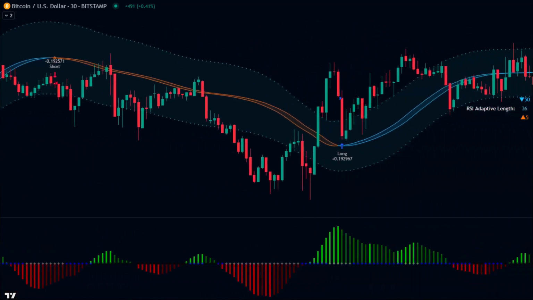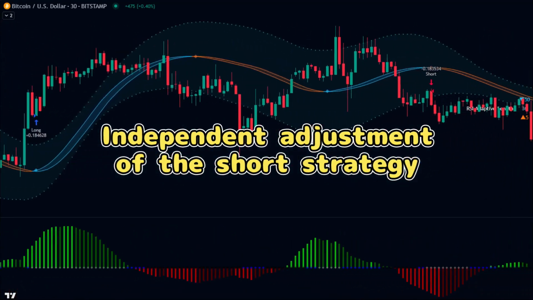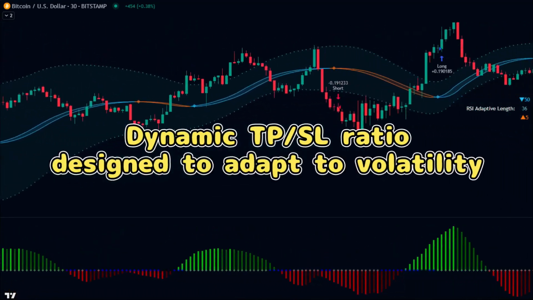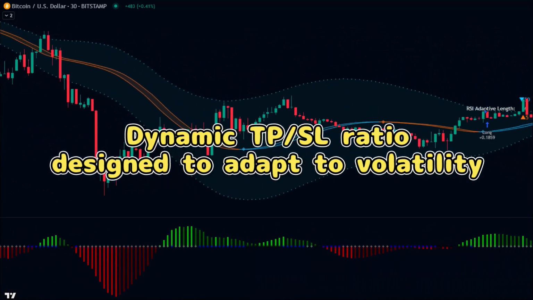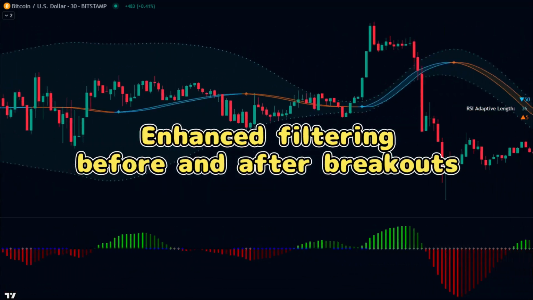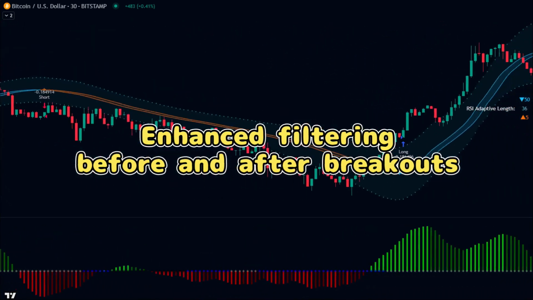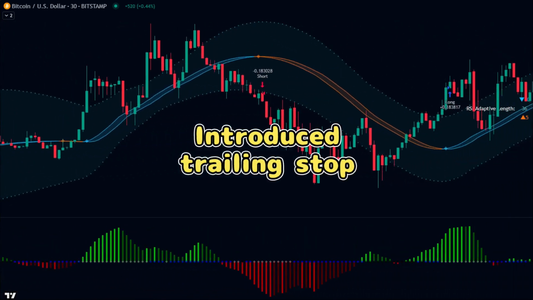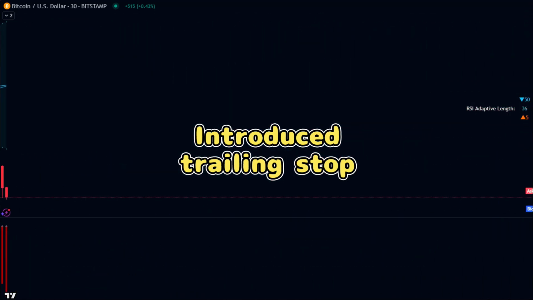Potential improvements include independently optimizing short side conditions and supplementing them with alternative indicators, designing dynamic take profit and stop loss levels that adjust based on market volatility, adding filters such as ADX or CCI to refine entries around breakout points, introducing trailing stops to reduce drawdowns and lock in profits more effectively.